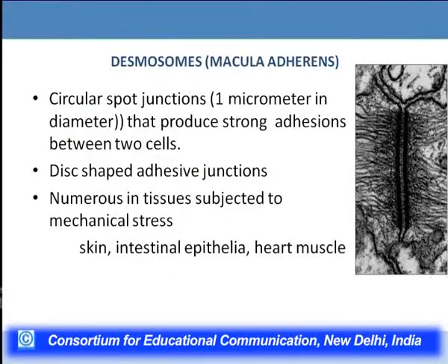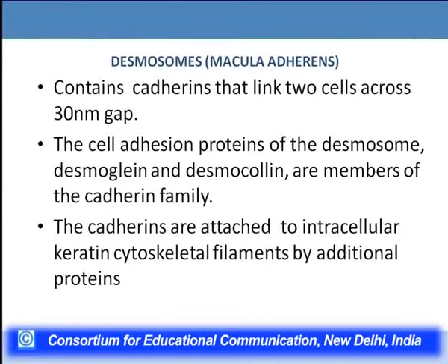Another very important adhering junction is desmosome, also going by the name of macula adherens, which is a circular type of junction, and it produces very strong adhesion between two cells. They are disc shaped in structure, and they are usually found in tissues which are subjected to mechanical stress like skin and intestinal epithelium and heart muscles.